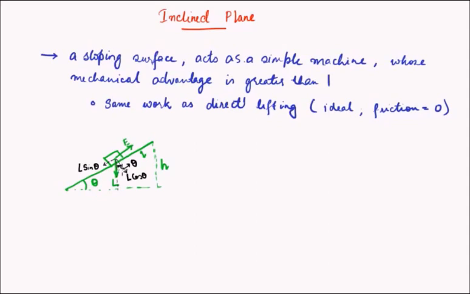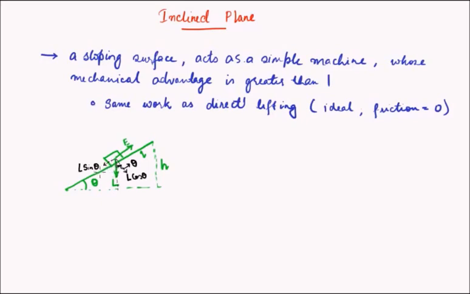It's simple geometry. We found that since this is theta, this angle will also be theta, and we know that cos theta is adjacent side upon hypotenuse. So the adjacent side will be hypotenuse times cos theta. And we know that sin theta is the opposite side, this side, by hypotenuse. And this side is the same as this side. So this side turns out to be L times sin theta.